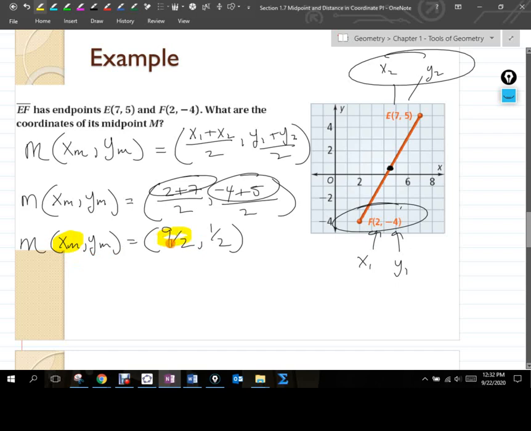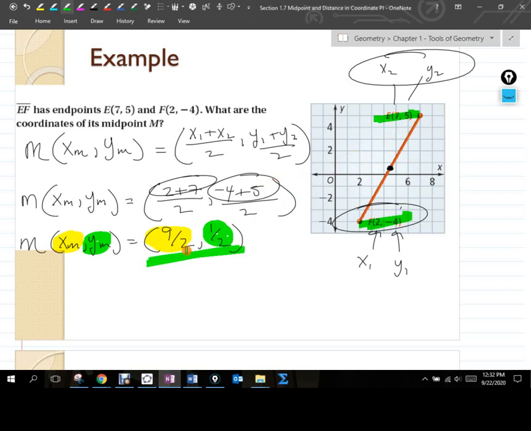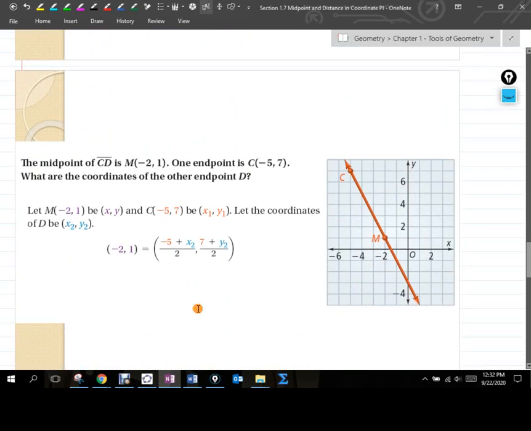The reason I like to look at this is because now I know the X coordinate of the midpoint correlates to 9/2. The Y coordinate of the midpoint correlates to 1/2. If I just had a bunch of ordered pairs written on my paper, and we're going to have a discussion about it, I need to then think about which one was the midpoint and which ones were the endpoints. All right, so the next example is more difficult.